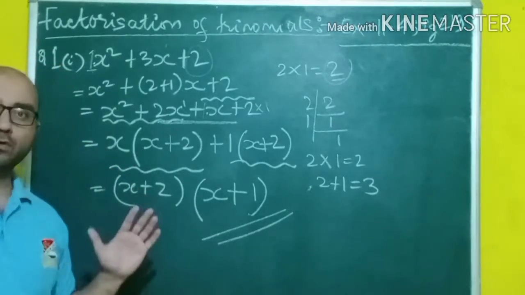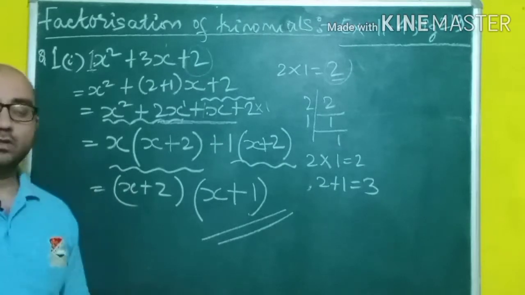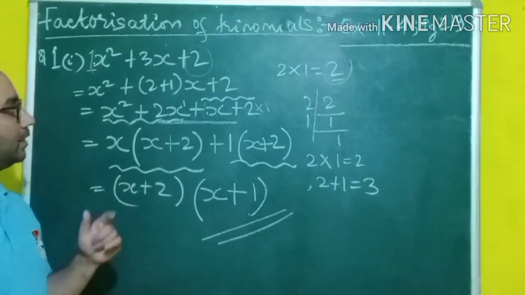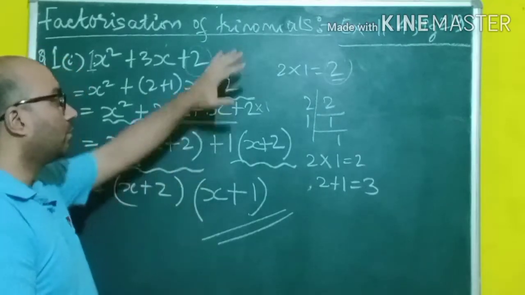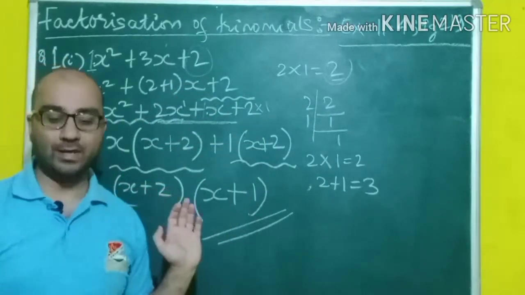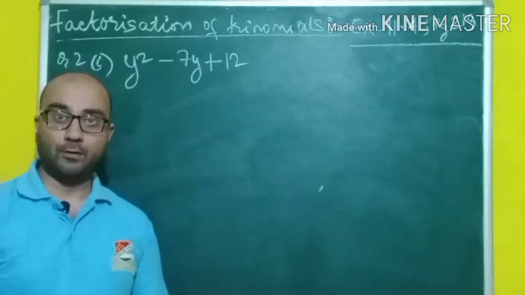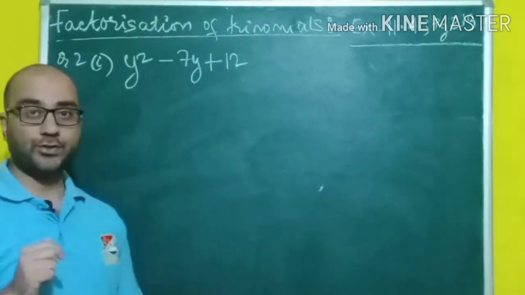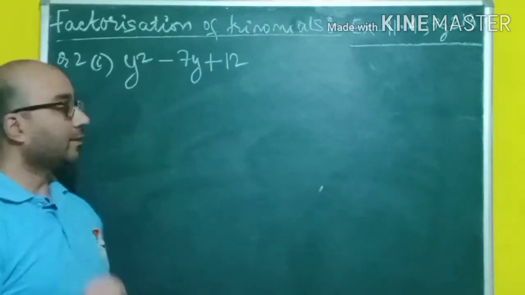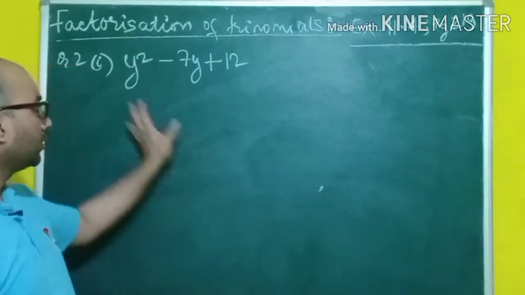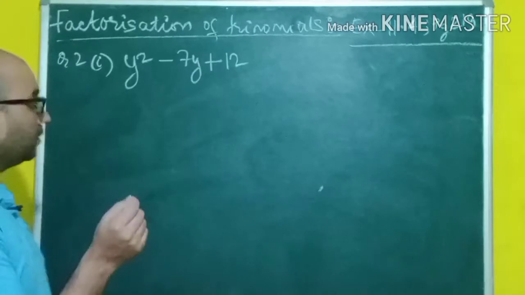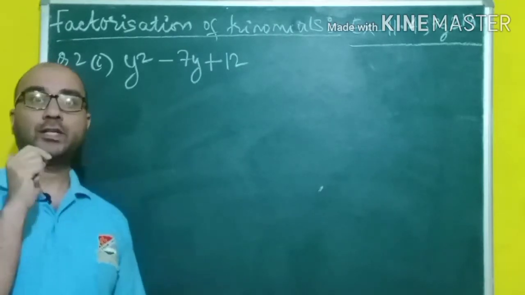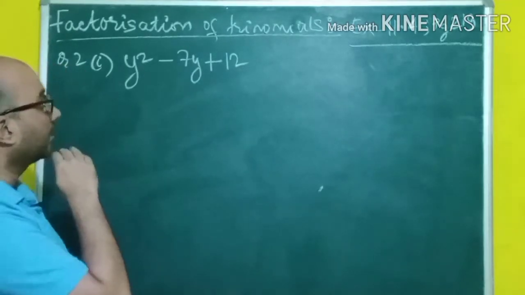Let us take one more example. Let us take question number 2, Roman 2, and let's see how it is done. Only the numbers will differ but the working will be exactly the same as we have done here. Now let us see the next question. y square minus 7y plus 12. Only the numbers are different but the format is exactly the same. So as in the previous sum, we'll check whether it is written in the correct order or not.